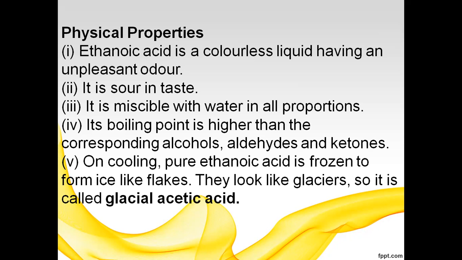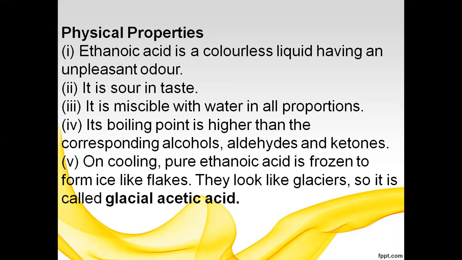Alcohol, aldehydes and ketones... the boiling point is very high. On cooling, pure ethanoic acid is frozen to form ice-like flakes. They look like glaciers, so it is called glacial acetic acid. So when we cool the ethanoic acid, it forms ice.